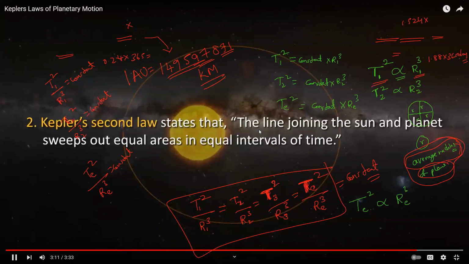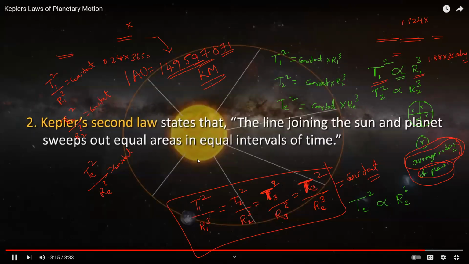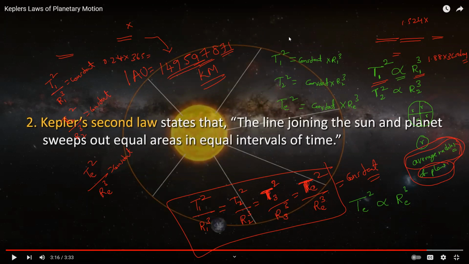Second law. Kepler's second law states that the line joining the Sun and planet sweeps out equal areas in equal intervals of time. Write this definition properly. I'll send you this video also, don't worry. But you understanding or not is very important. So what is the second law, everybody? The second law is called the Law of Areas.